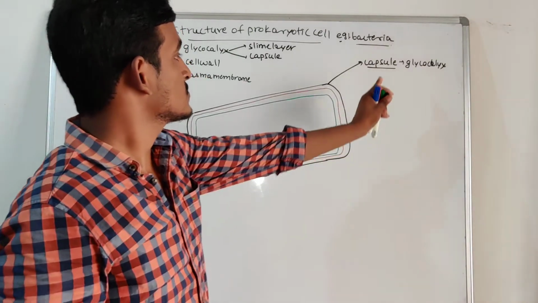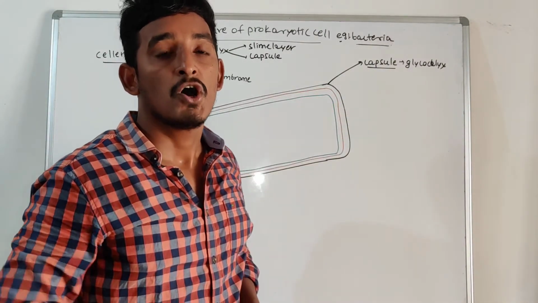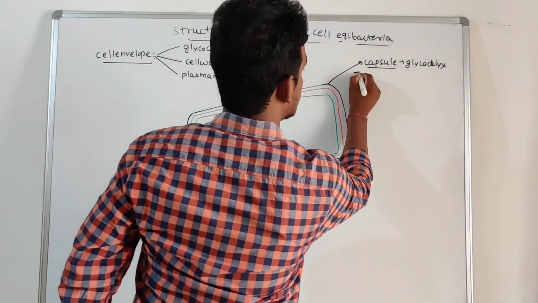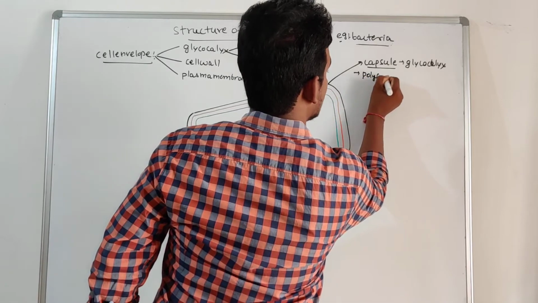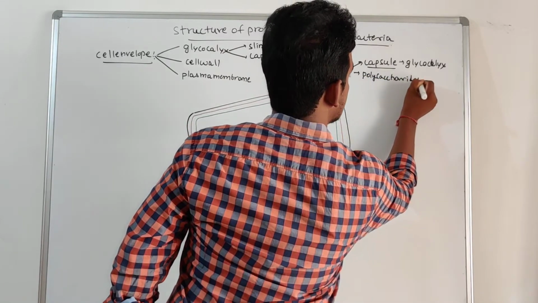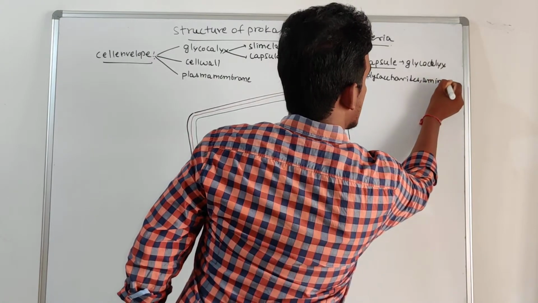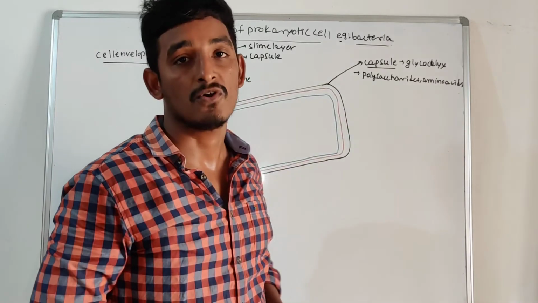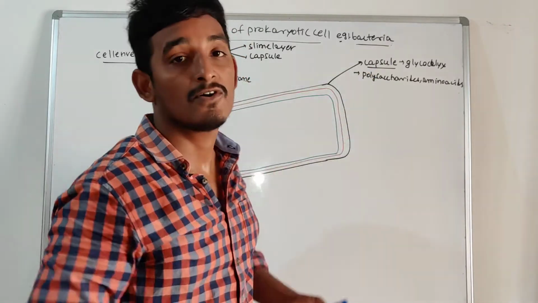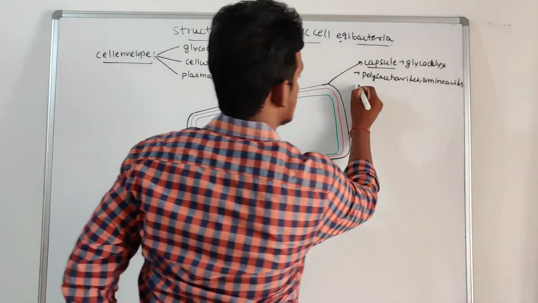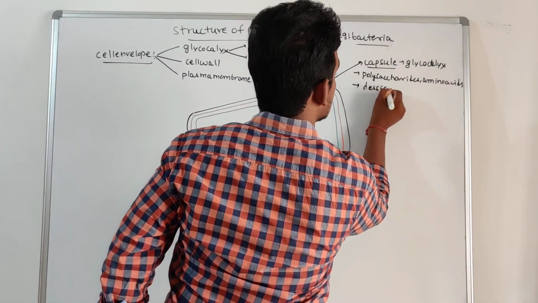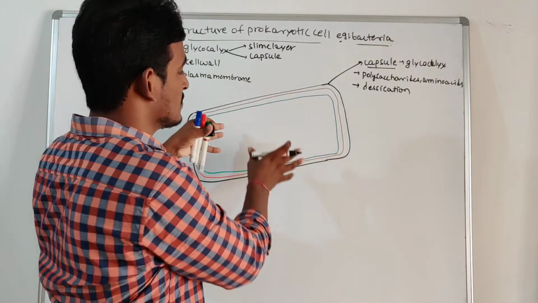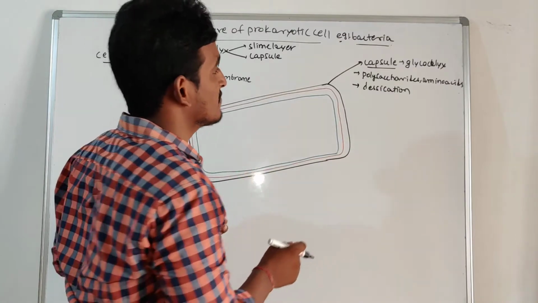The capsule is made up of polysaccharides and amino acids. What is the use of this capsule? It helps to prevent desiccation, and along with that it helps to protect the bacterial cell from the host.